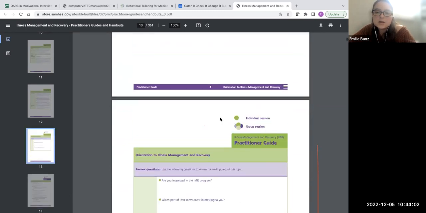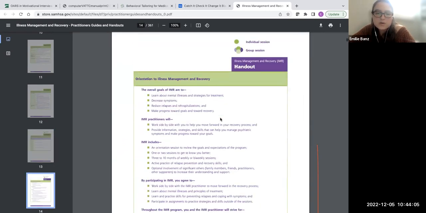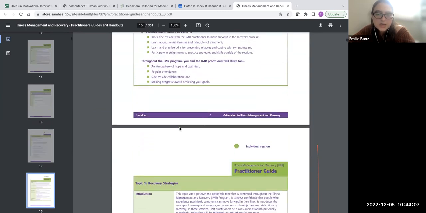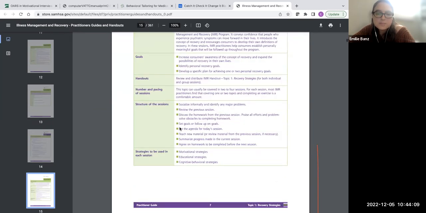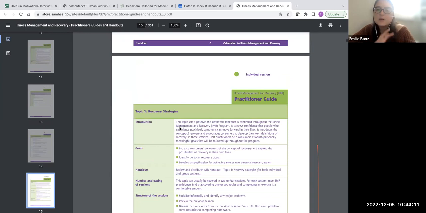This is another one of the handouts that are involved. This is the orientation. So it gives a lot of really, really good information. Okay.